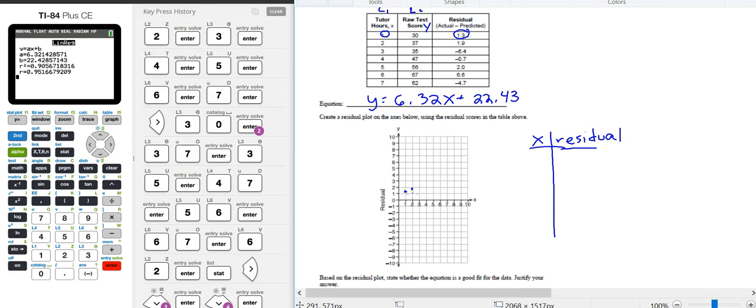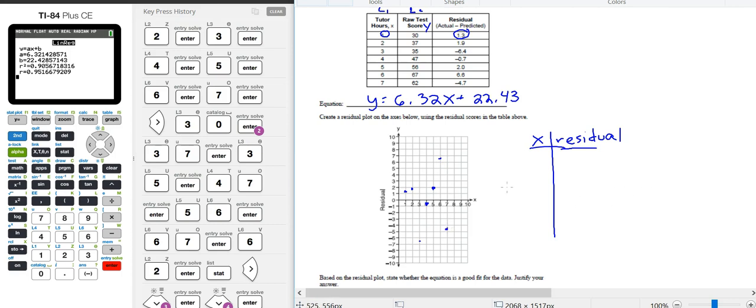An x value of 3, we have a residual of negative 6.4. An x value of 4, we have a residual of negative 0.7. An x value of 5, we have a residual of 2. An x value of 6, we have a residual of 6.6. An x value of 7, we have a residual of negative 4.7. And this would be our residual plot.